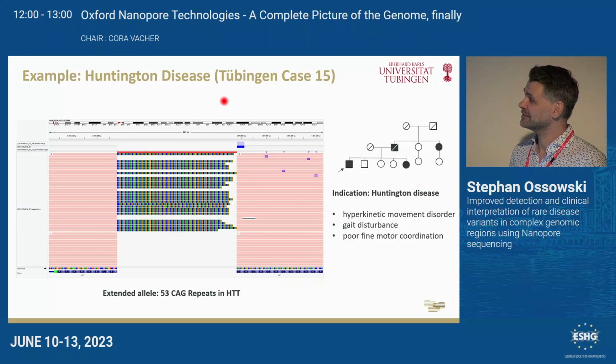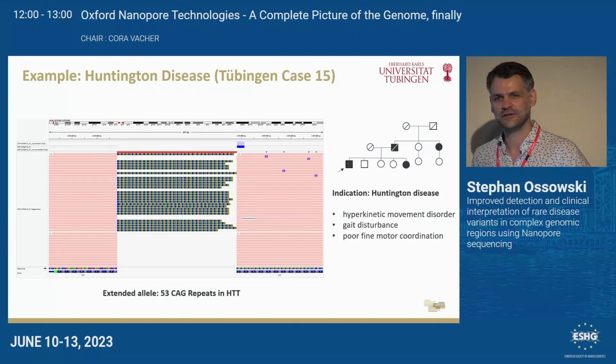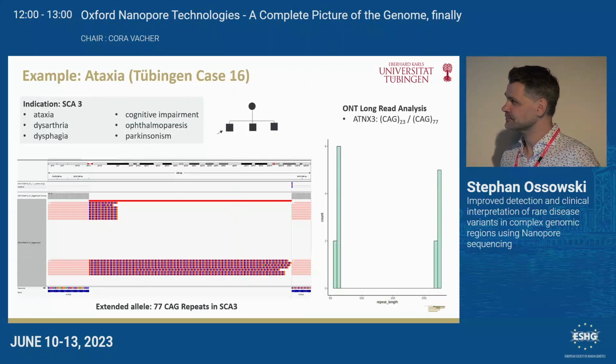Here is a Huntington's disease case, the gene HTT, and it has 53 copies of a CAG repeat. You can see here sorted the longer and the shorter allele. And that basically solves the case very easily. You can even see it by eye. You don't actually need a program for that.